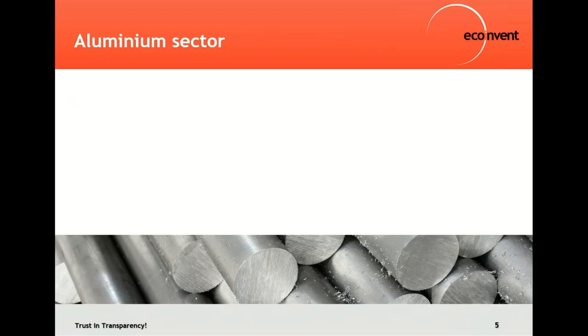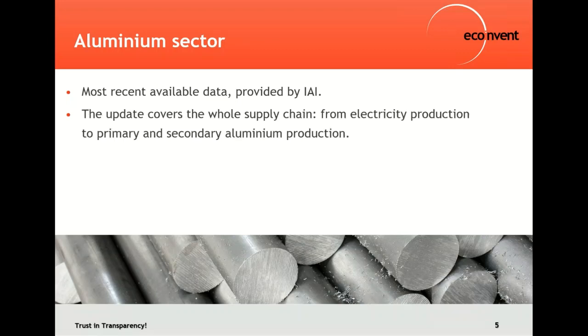As I said, we also updated the aluminium sector. So basically the entire aluminium supply chain has been updated to the most recent available data, which is data from 2015, data provided by the International Aluminium Institute mainly. This update is including electricity production and also primary and secondary aluminium production for most regions of the world.